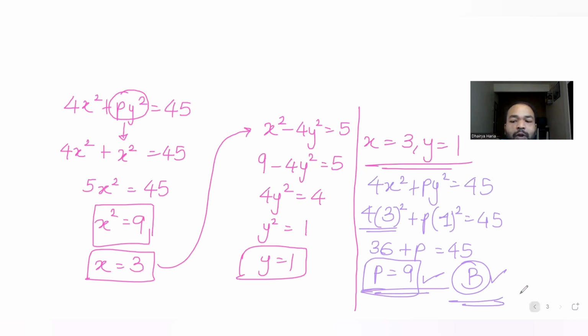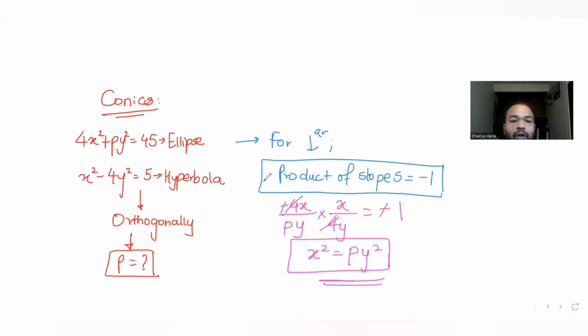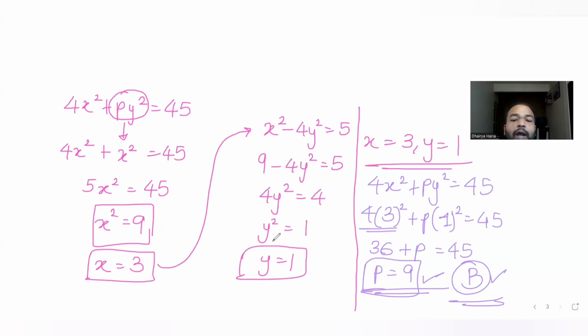I'll take the summary once again for the question which we have solved. We were given two curves, ellipse and hyperbola. They are intersecting orthogonally. So we took the product of slopes as -1 for the curves intersecting perpendicularly. Once we take that, we get an equation that x square is py square. So instead of py square, I put x square. I got the value of x here as 3 and y as 1. Substituting that in the curve of ellipse, we get the value for p, that is 9.